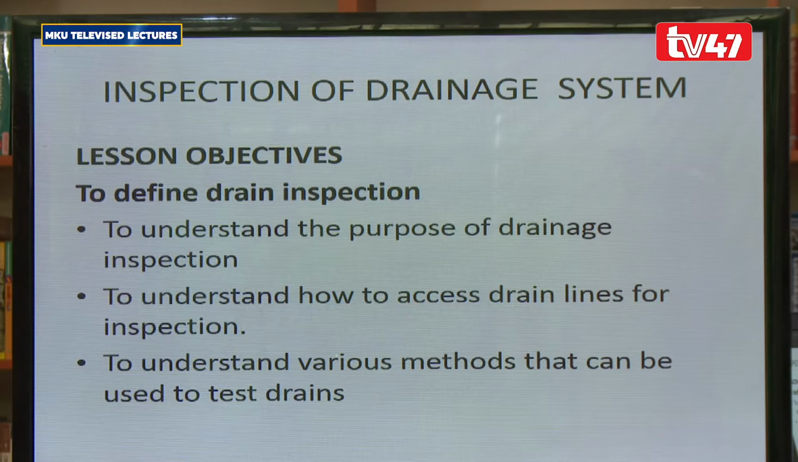we also need to understand the purpose for drainage inspection. Why do we need to inspect drainage? We also need to understand how to access drain lines for inspection, because when you are conducting drainage inspection, you must be able to access a drain for the purpose of inspection. We also need to understand the various methods that we can use to test drains.